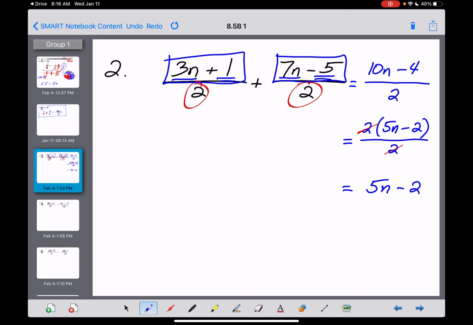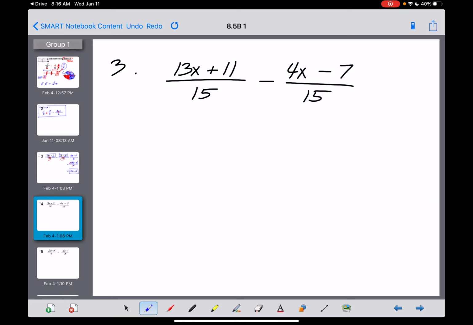You could put a 1 down here on the bottom because this 2 divided by 2 is 1, but that's not necessary, and in fact doesn't really serve any purpose. So the best way to write our answer is just 5n minus 2. All right, that was that example right there. Hopefully not too bad. Okay, here's another one that's, again, a relatively simple problem.